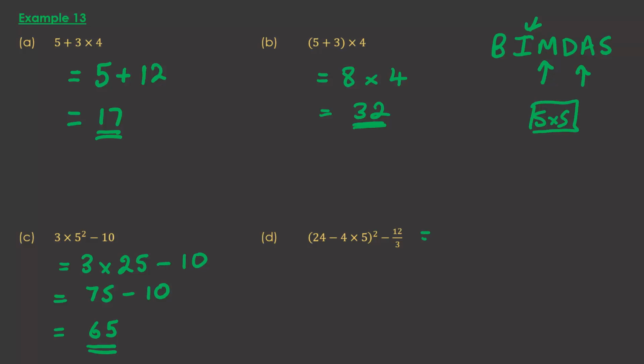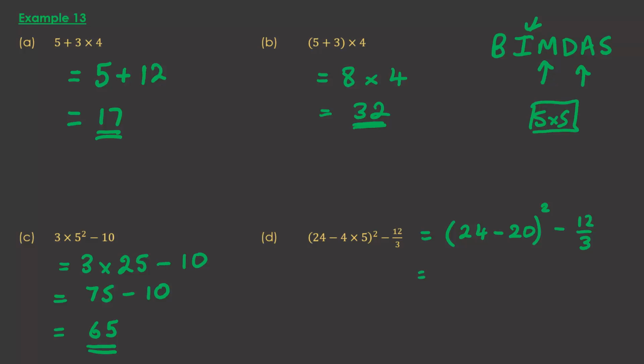Now finally, we've got brackets which need to be done first, but inside the bracket we've got a subtraction and a multiplication. So inside the bracket, the multiplication gets done first. So I'm going to have 24 take away 4 times 5, which is 20. That is then squared, and then we're taking away 12 divided by 3.